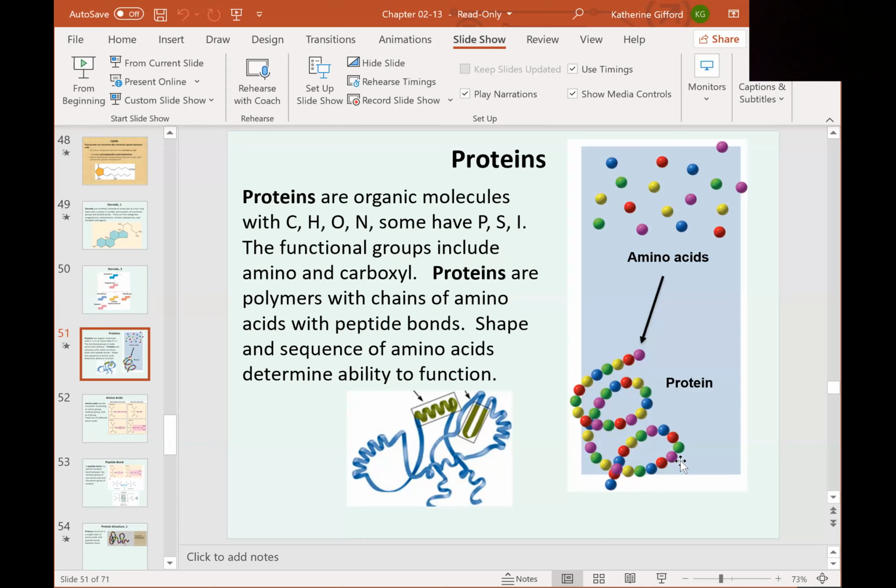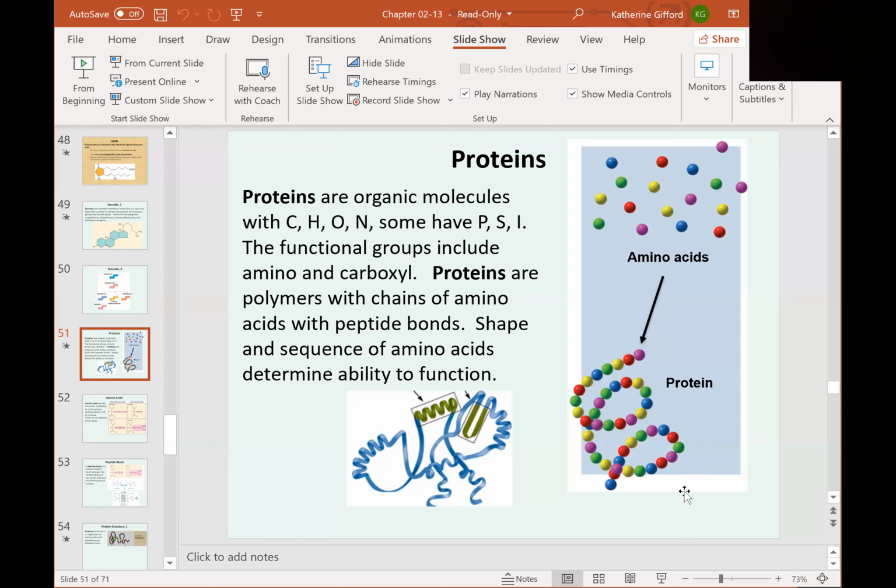This is the recording for Chapter 2, Part D. So it's the last section of Chapter 2. It'll also have some material from Chapter 26 because that has part of the metabolism material.